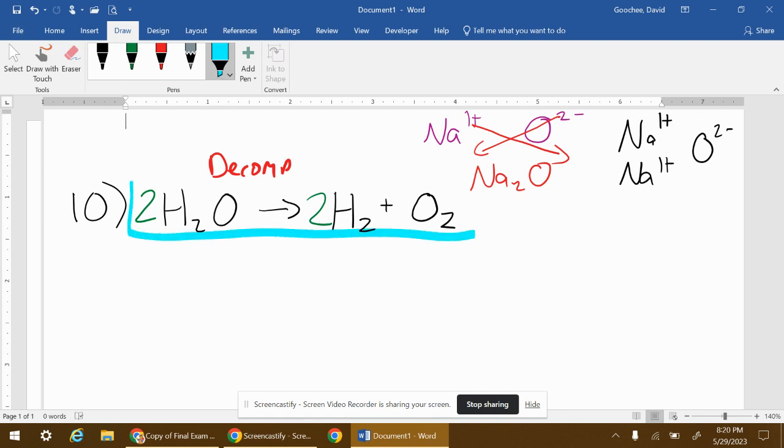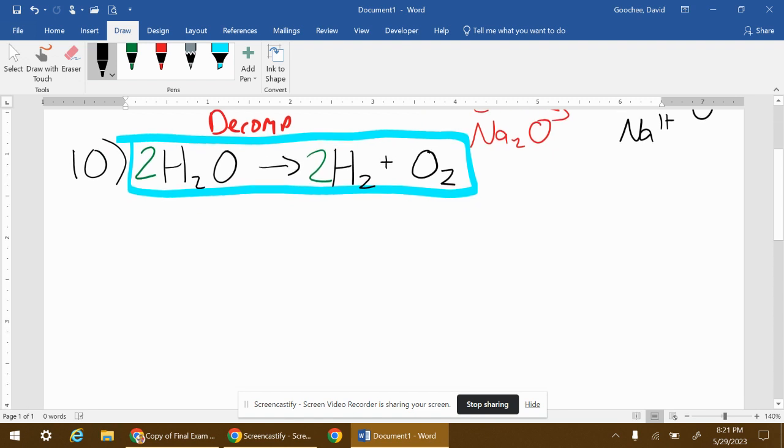Very good. And this is the second reaction. No crisscross needed. We weren't making a new ionic compound. In fact, we were breaking up an ionic compound, so we didn't need to use crisscross there. All right, on to the next one.